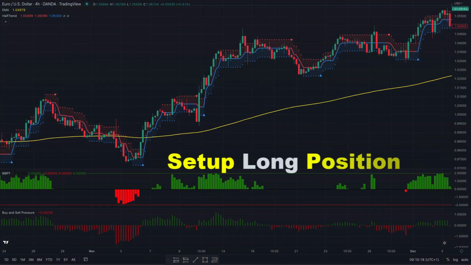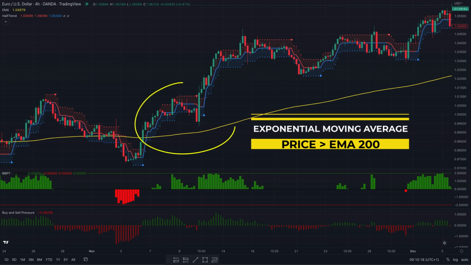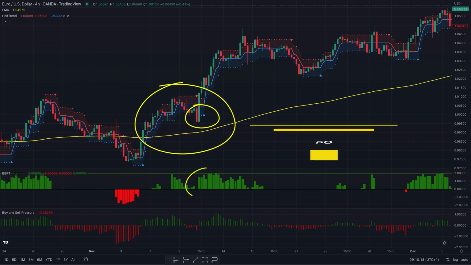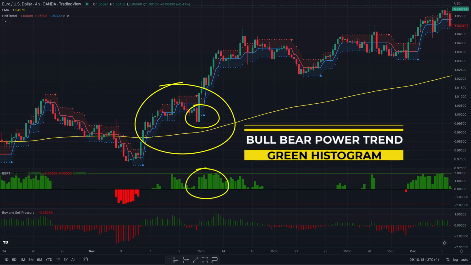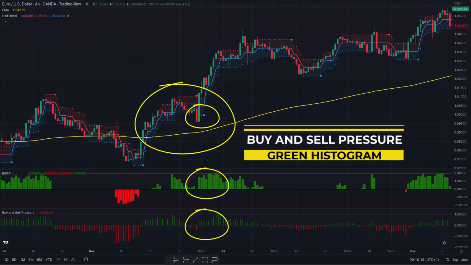These are the rules for a long position. First, price must be above the 200 period EMA. Second, we need a blue arrow in half trend indicator. Third, bull-bear power trend histogram must be green. Fourth, buy and sell pressure histogram must be green.